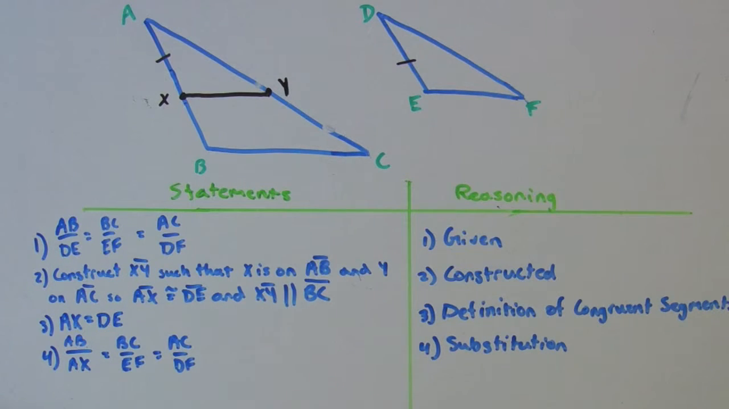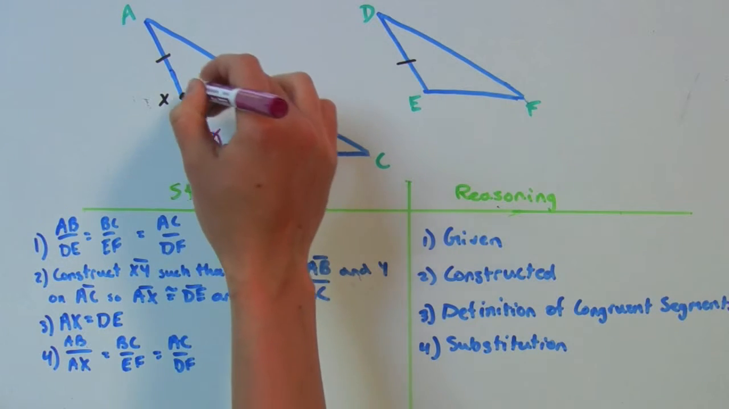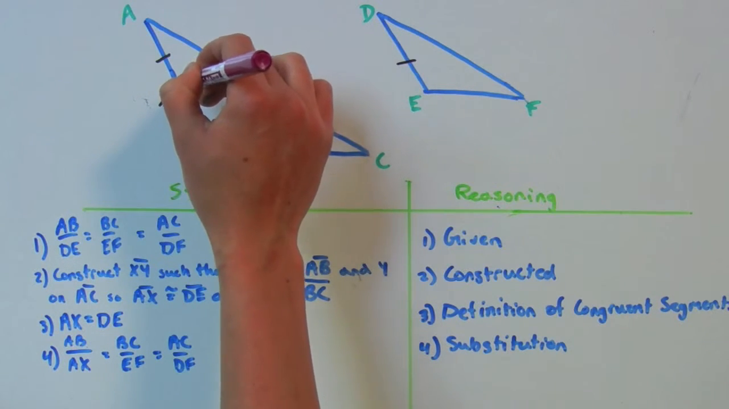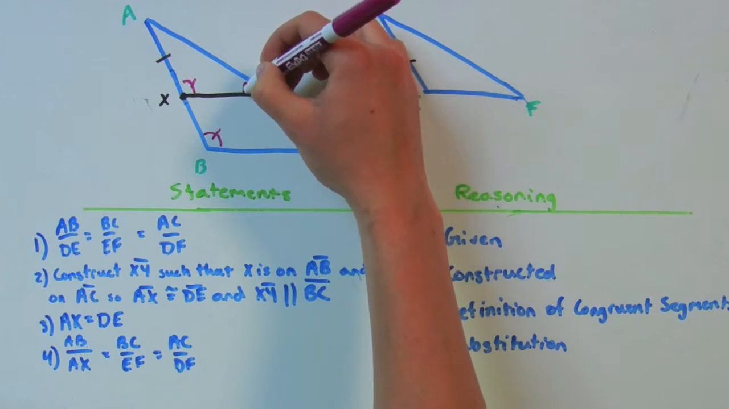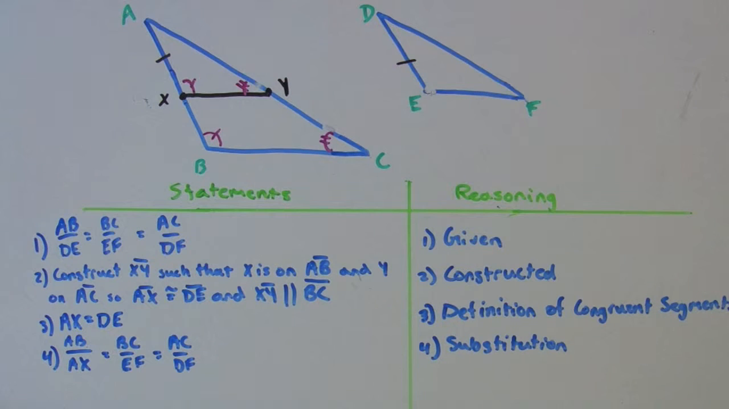Remember also that when we constructed XY, we made it parallel to BC. So since these are parallel, we can say that angle B is congruent to angle X, and angle Y is congruent to angle C. And that's by the corresponding angles postulate, which was P12. P12 simply said that if two lines are parallel and the transversal intersects them, then the corresponding angles are congruent. X and B are corresponding angles, and C and Y are corresponding angles.